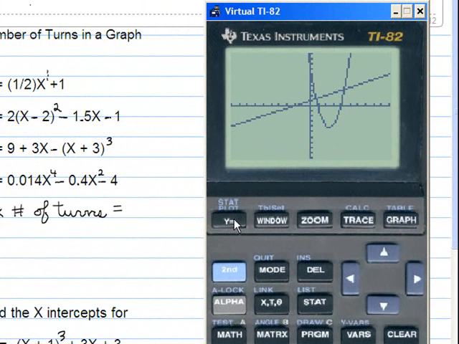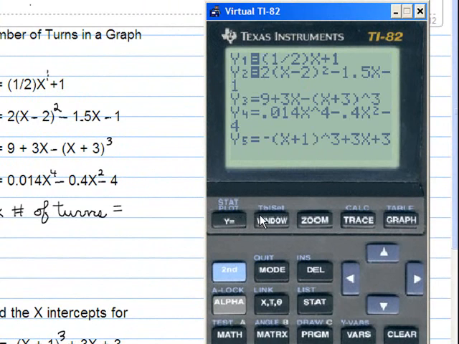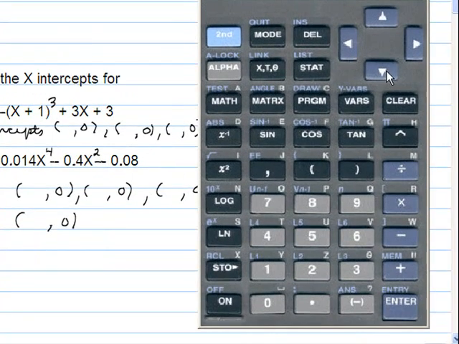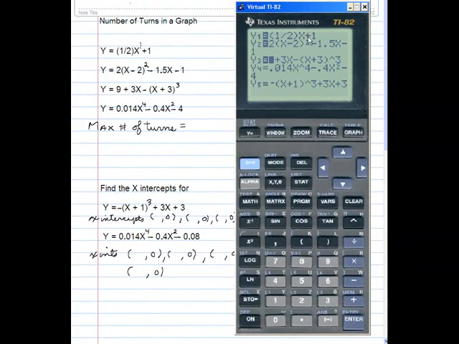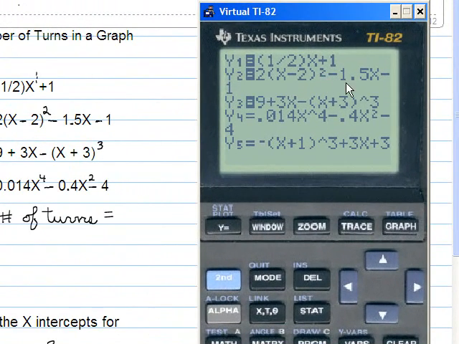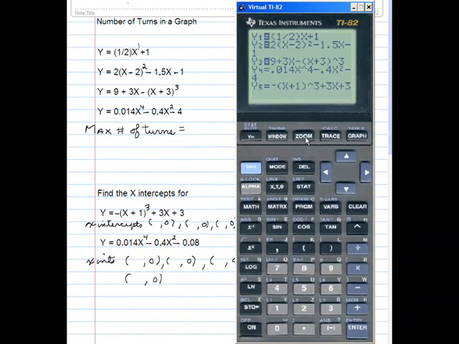Let's take a look at degree 3. We'll go back to y equals. We'll have to let the calculator see our degree 3 function, so I arrow down, hit enter. Now it can see all three of them. Degree 1, because the power of x is 1. Degree 2, power of x is 2. And here, instead of saying cubed, I said to the power 3, because that's easier to do than a cubed. So I'll hit zoom 6.